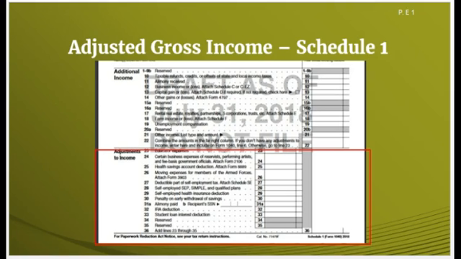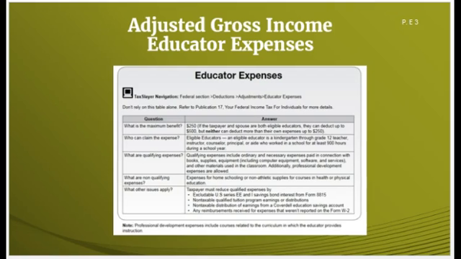So let's take a look at where on the Schedule 1 these numbers appear. The top of the Schedule 1 was for forms of income. The bottom of the Schedule 1 is for adjustments to income. And so that is where we are focusing our energy in this training video.